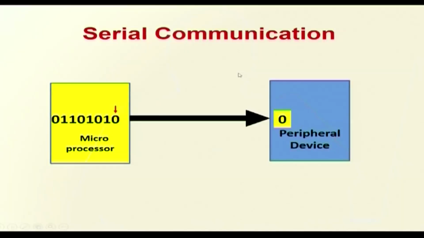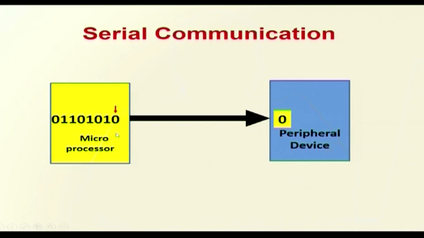So, serial communication means bit by bit transmission. By a single pulse, only one bit is transmitted. So, this diagram will show the serial communication. Here we have 8 bits which are converted. After converting parallel to serial, we have bit streams.